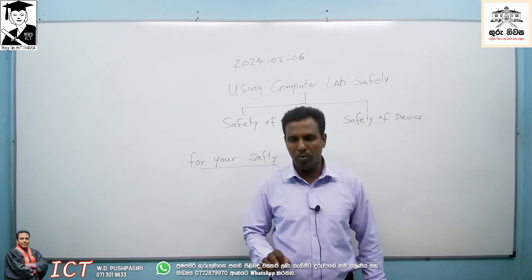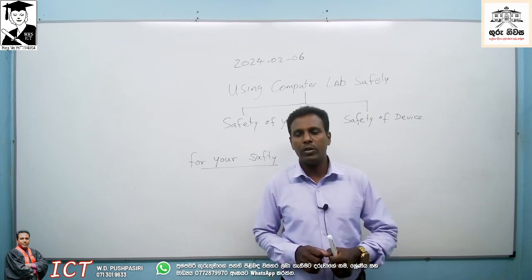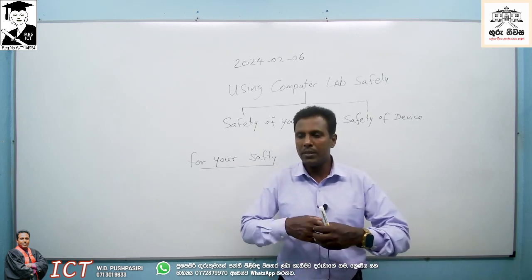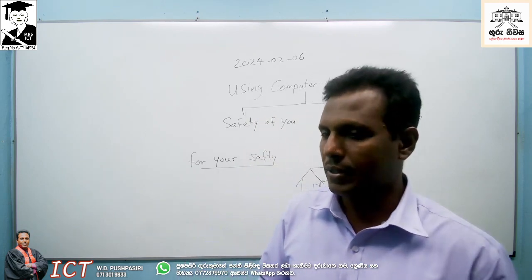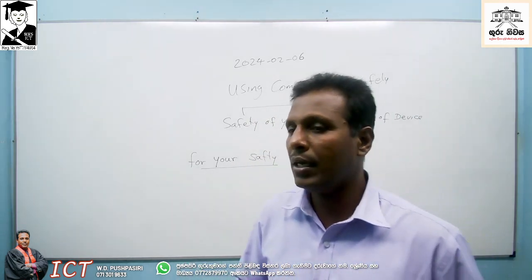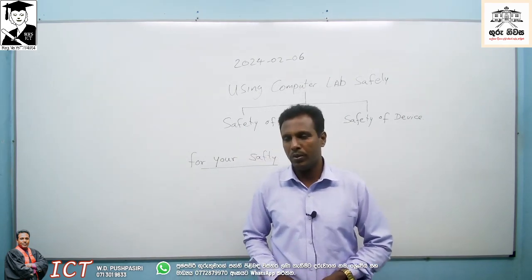Then the next one is the fourth rule they are telling us: not to run here and there in the computer room. Why do they ask you not to run or play around? Because once you go here and there, there may be some wires you may trip on. So that's why they said, don't run and don't play around in the computer room, right?